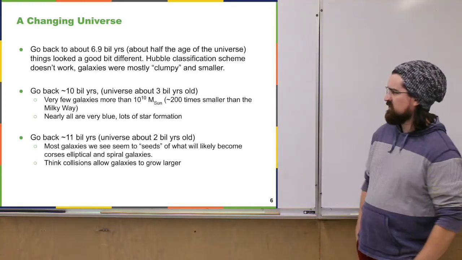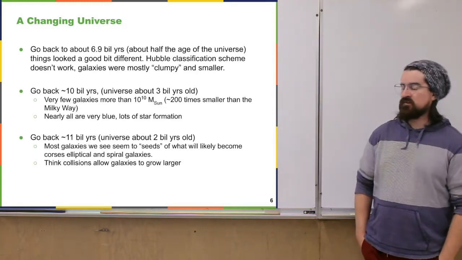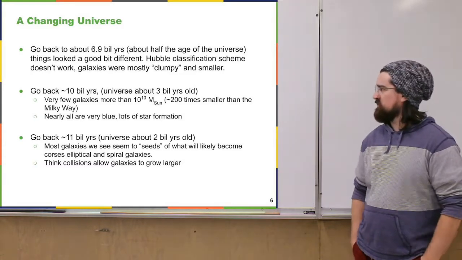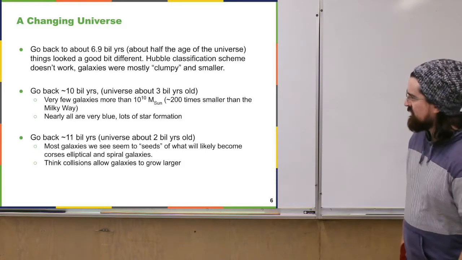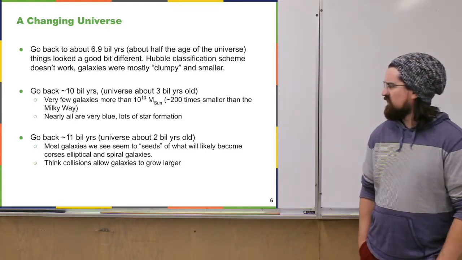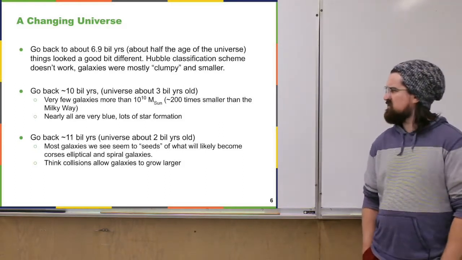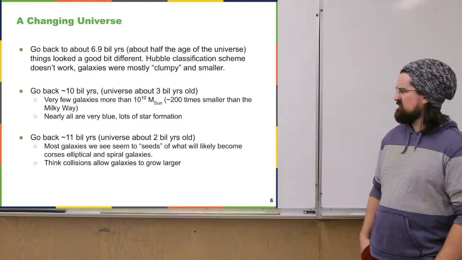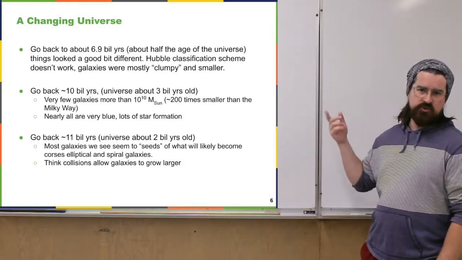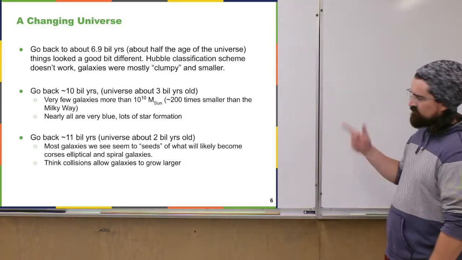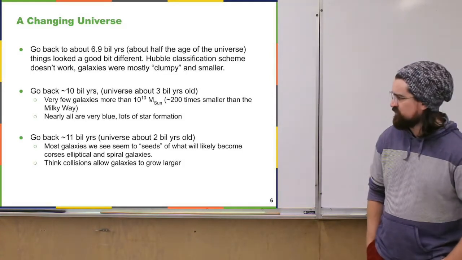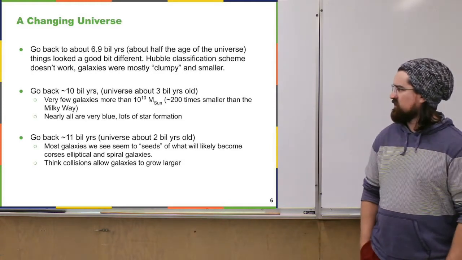So for instance, if you look back some 10 billion years, or when the universe was a little over 3 billion years old, there are hardly any galaxies that are more than 10 billion times the mass of the Sun, and this is still 200 times smaller than our galaxy. Fairly small. And as I mentioned before, nearly all of them are rather blue, indicating that there's a lot of star formation going on.